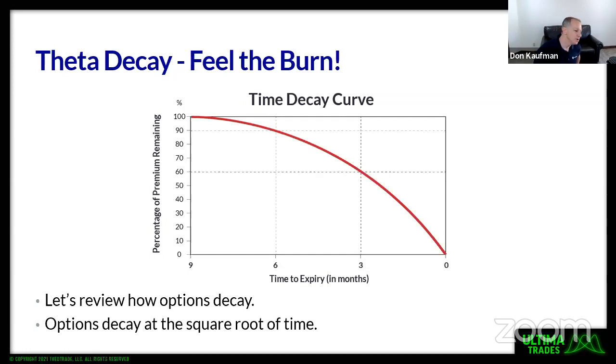I'm going to allude to something here. There are so many misconceptions about how options premium really decays. So I'm actually going to show you the theta decay curve. And I'm going to tell you right now, decay is not what it seems. I'll say that again. Decay is not what it seems, not what it seems at all.